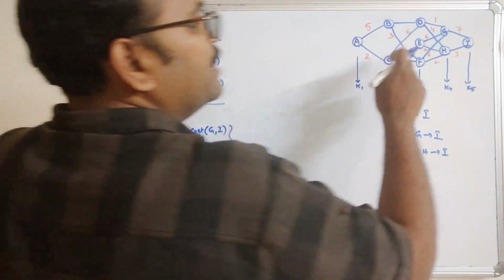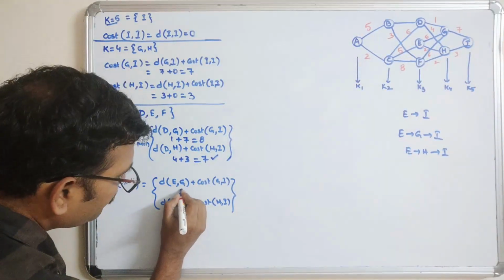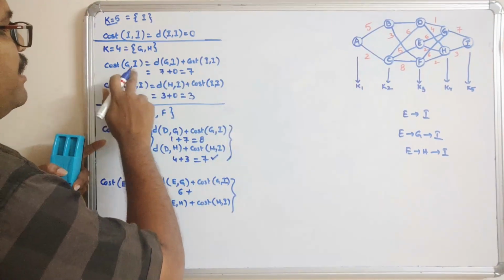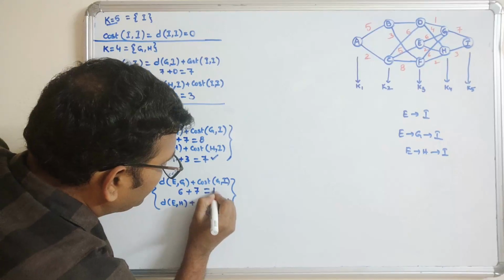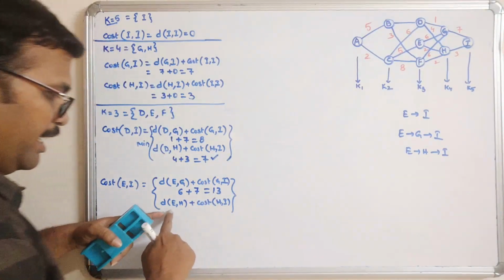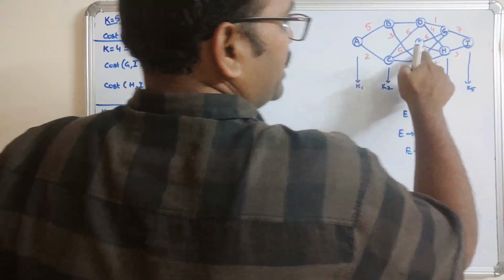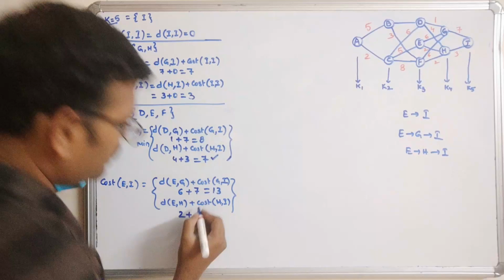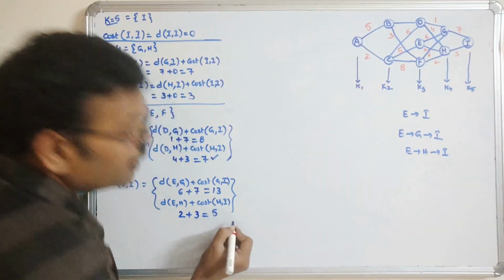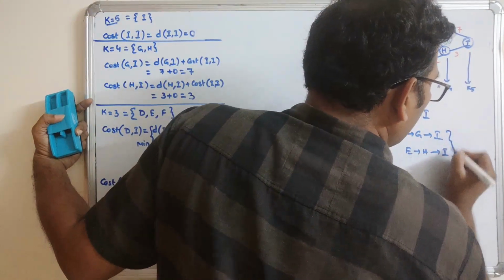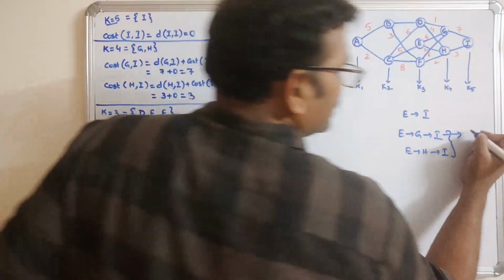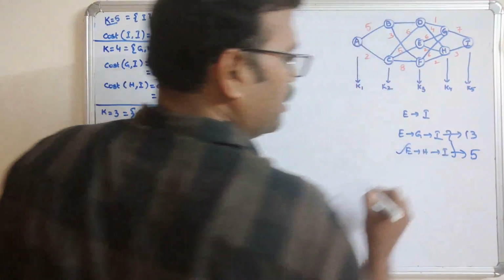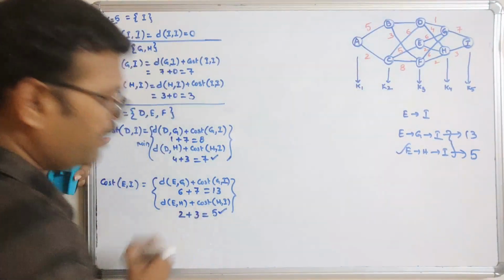Distance of E to G is 6 plus cost of G to I, already pre-computed, which is 7, which gives 13 as a distance. The distance of E to H is 2 plus cost of H to I, which is 3, so it's equal to 5. Through this path we got a distance of 13, through this path we got 5. So 5 should be selected among these two, right?